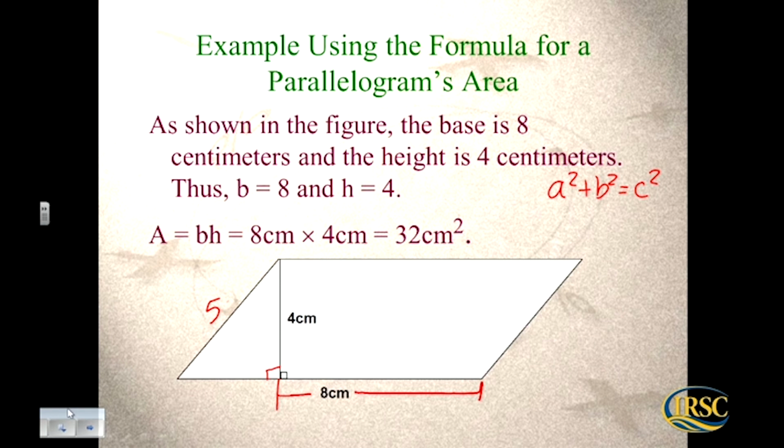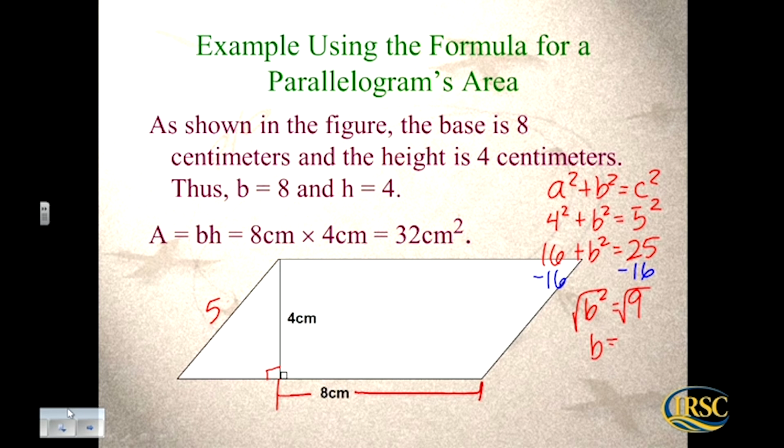Okay, so we can say that 4 is a. We don't know what b is, and 5 has to be c. So 16 plus b squared equals 25. Subtract 16 from both sides. b squared equals 9. And so taking the square root of both sides, b equals 3. Okay, so that tells you that this piece right here is 3.